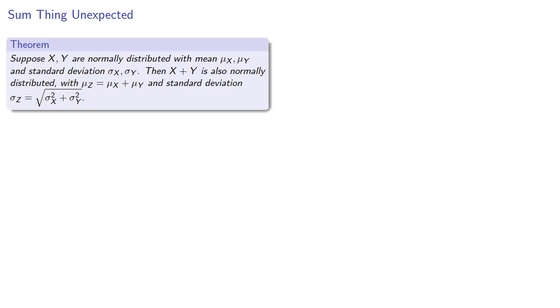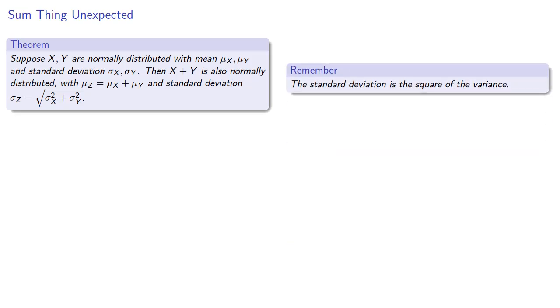Suppose x and y are normally distributed with means and standard deviations, then the sum is also normally distributed, where the mean is the sum of the means and the standard deviation is the square root of the sum of the squares. Now, remember the standard deviation is also the square root of the variance, and so if we square the standard deviation formula, we get that the variance of the sum is the sum of the variances.